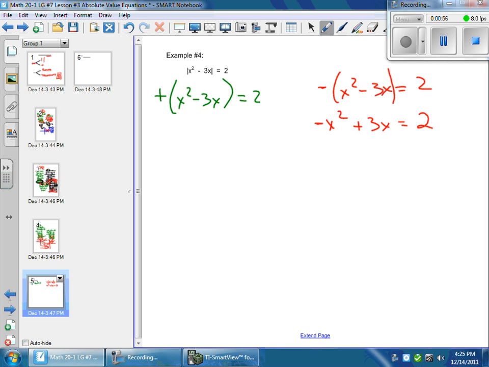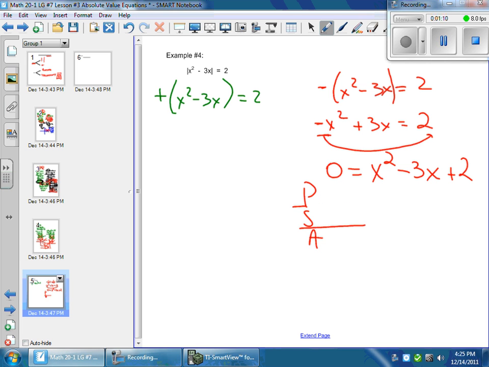So this is minus x squared plus 3x equals 2. And you know what I'm going to do? Because this is negative, I'm going to bring everything over to this side. So this is going to be 0 equals positive x squared minus 3x plus 2. And guess what I'm going to use? Yep, good old faithful PSA. Product is 2, sum is minus 3, so of course I'm going to have minus 2 times minus 1 equals 2, and minus 2 plus minus 1 equals minus 3. And guess what? There's our answer.